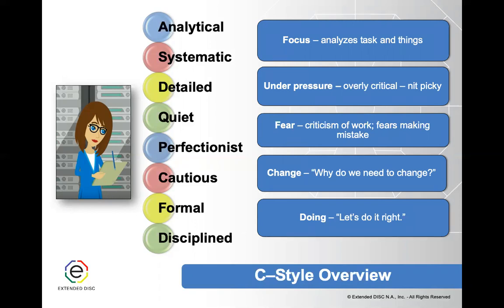Under pressure, we always say we become more of who we are. So my C styles go more to that task, more to analyzing things, and they appear overly critical. They start to nitpick every single little thing. They always say they want to dot their I's, they want to cross their T's. Their biggest fear is criticism of their work, somebody finding a mistake, right? They want to be right. They're the perfectionist. They want quality. And so they fear somebody finding that mistake, which is why they focus on analyzing it all.